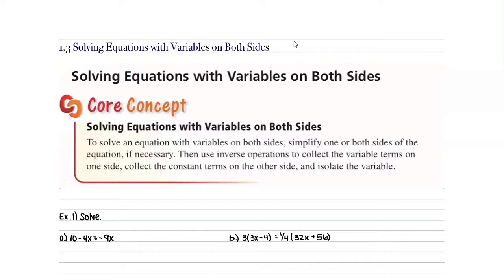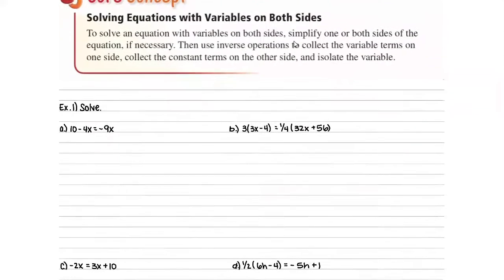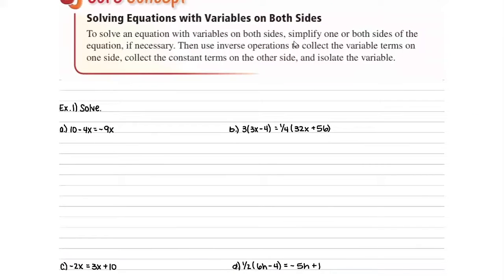For 1.3, we have solving equations with variables on both sides. When we have variables on both sides, what I like to do with these is bring the variable that is the negative over to the one that's positive, or to make sure that when I move my variables, I end up with a positive coefficient to that variable.